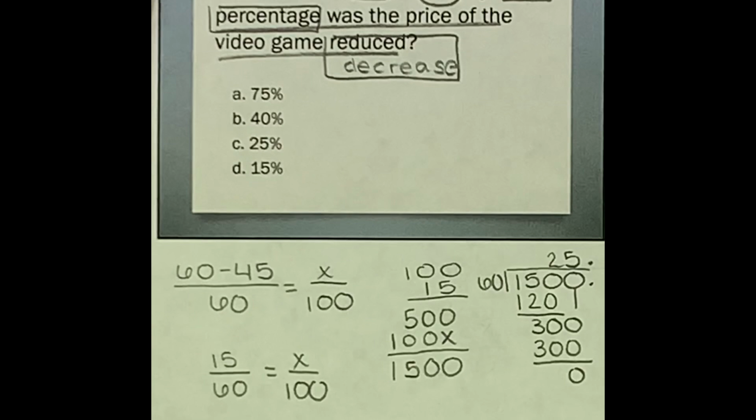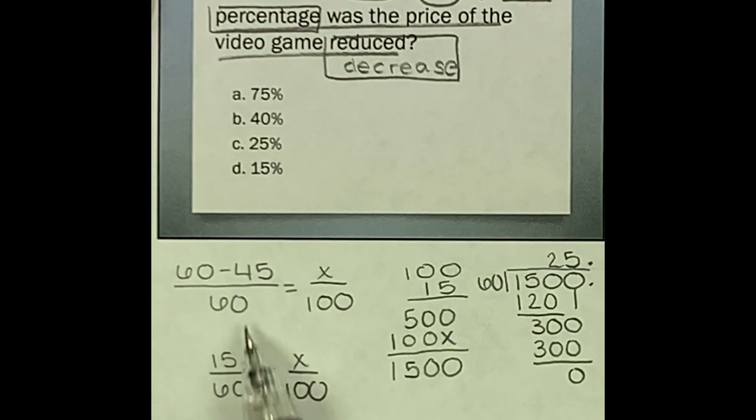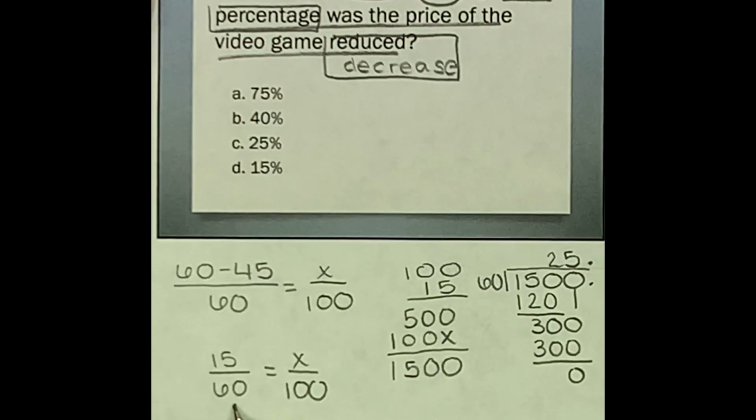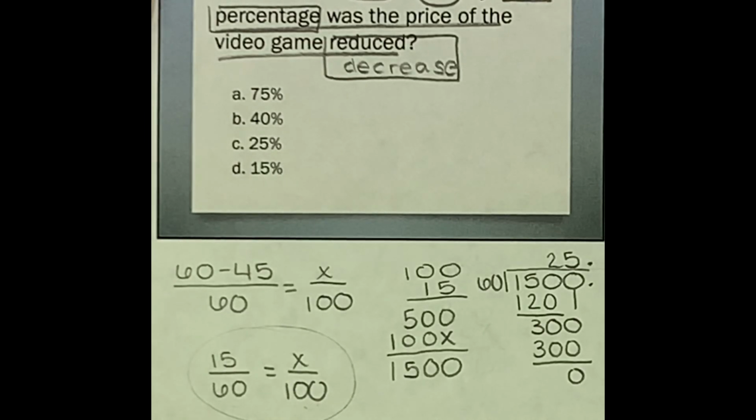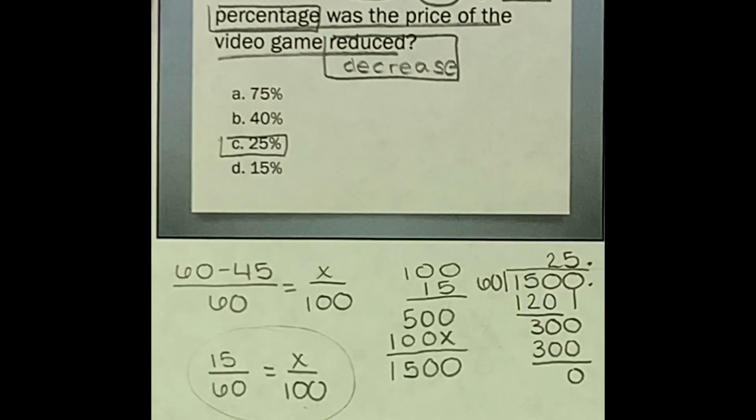Okay, so remember on the top of the fraction you subtract, you put the original on the bottom, you set it equal to x over 100, and then you solve this just like you would any other proportion. There's no scale factor, so I cross multiplied 100 times 15 divided by 60. That's how you should have gotten 25%.